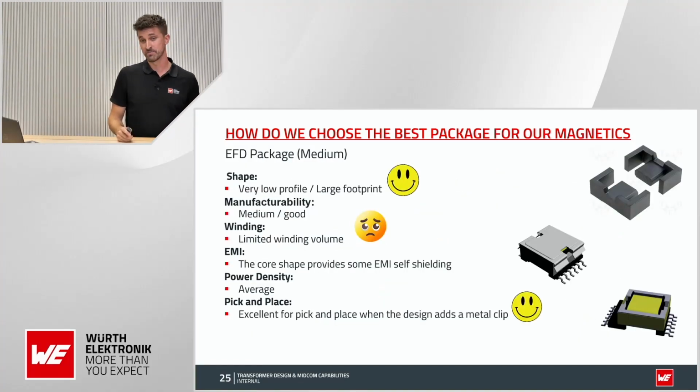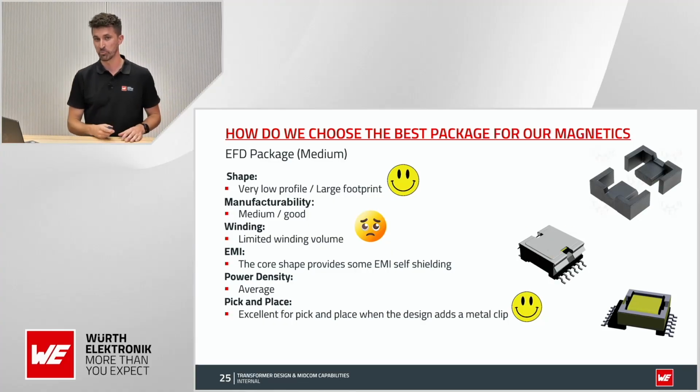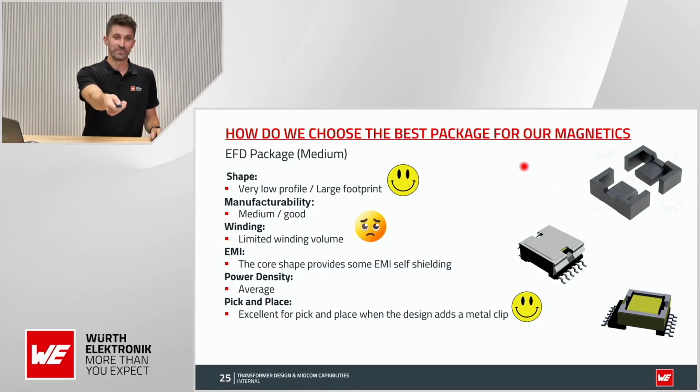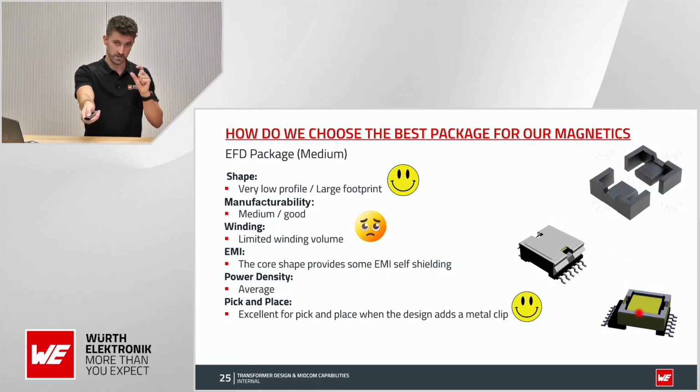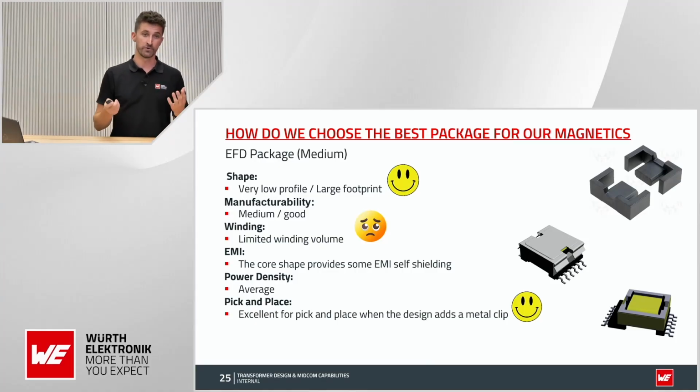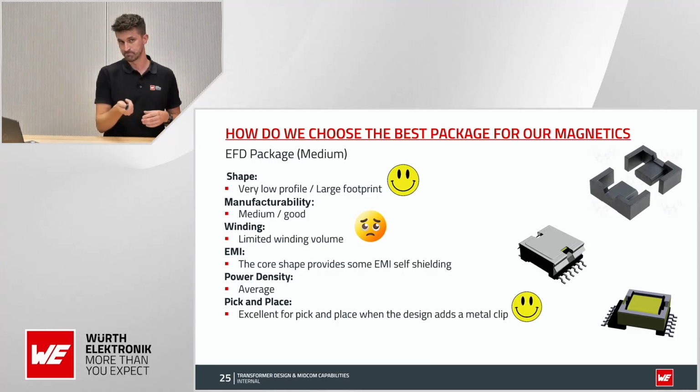Now we are finally seeing my favorite package that I announced before. This package is called EFD, and it is my favorite package because it can come with a very shiny metal clip on the top that makes it very metal and very elegant from my perspective. The shape of this part is its biggest advantage because it is a very low profile and is excellent when adding a clip on top for pick and place. But unfortunately, the height is very low, and therefore it has a very limited winding volume.